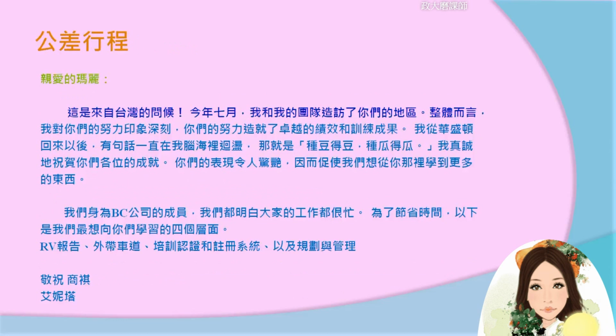Now, you can take a look at the Chinese version of this document. Actually, this document was written in Chinese, which is the target language. And the English version is the translation.